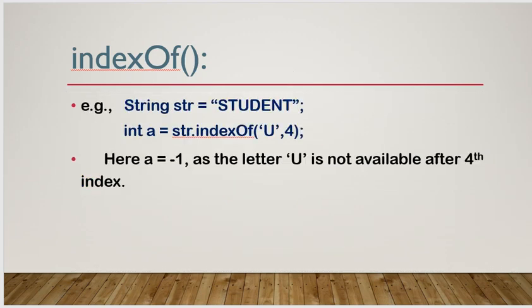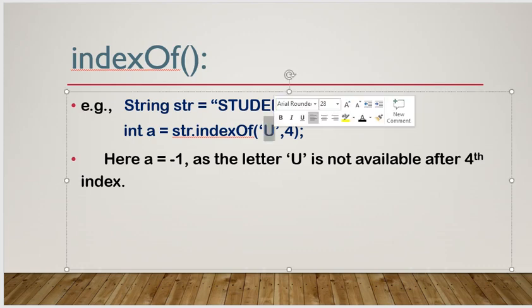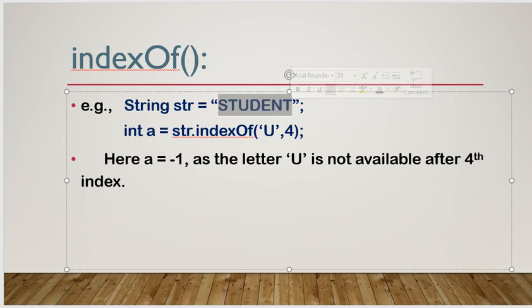And in the next case we are trying to find the index of u, and here we have supplied two parameters. The first one is that we are trying to find the index of u after index 4. So if we count this string student, on the 4th index we have the letter e, and we are trying to find the index of u after the 4th position. So this function will return the index of u after the 4th position, and we can see that there is no such character present in this string. So in that case the function returns -1. If the character is not available, then it returns -1.